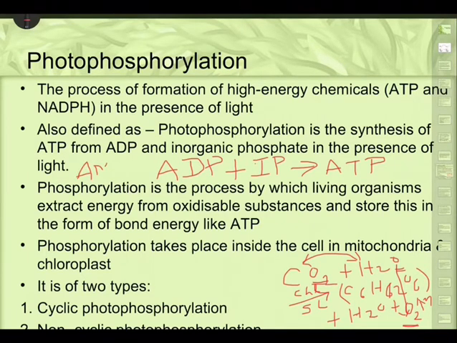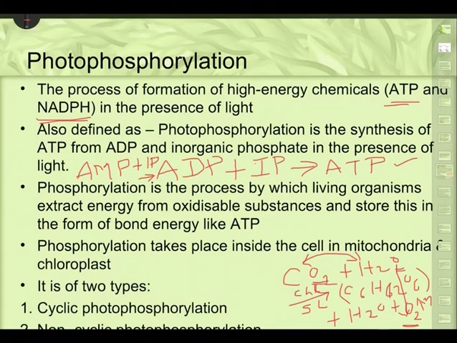So why photophosphorylation? Photo means light. Because of the presence of light, what is happening? Phosphorylation. Inorganic phosphate is combining with ADP. Further, adenosine monophosphate, AMP, will have one inorganic phosphate, and that becomes ADP. ADP plus inorganic phosphate is ATP. That's how we say phosphorylation. So the process of formation of ATP with the help of sunlight is photophosphorylation.